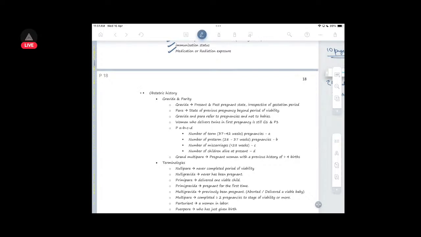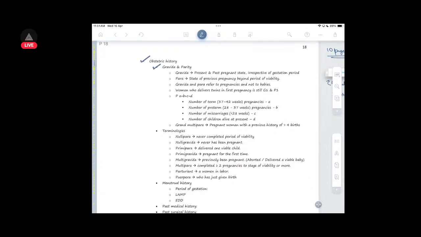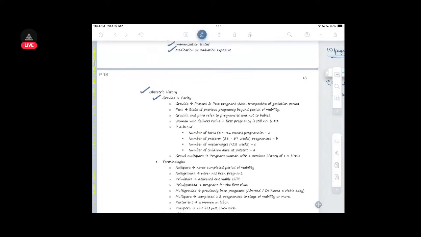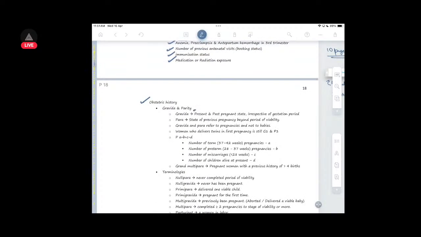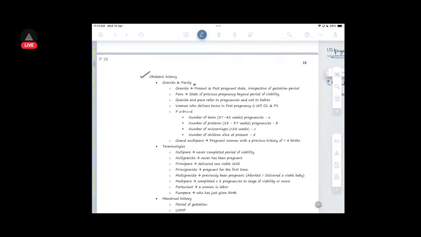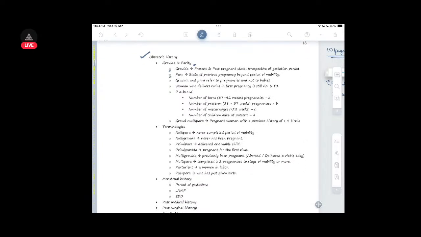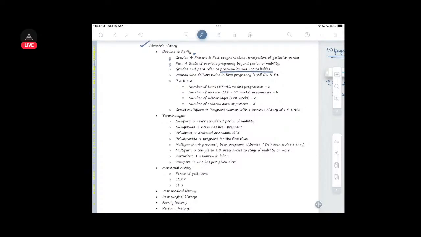Then obstetric history, you can check gravida and para. Gravida means present and past pregnancies irrespective of gestational period. Para means the state of previous pregnancy beyond the period of viability. Gravida and para refer to pregnancies and not to babies. A woman who delivers twins in one pregnancy is still considered G1 and P1. Okay, pregnancies, not the babies.